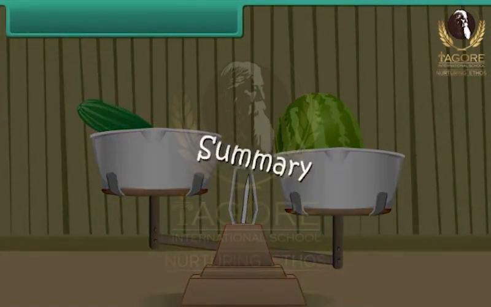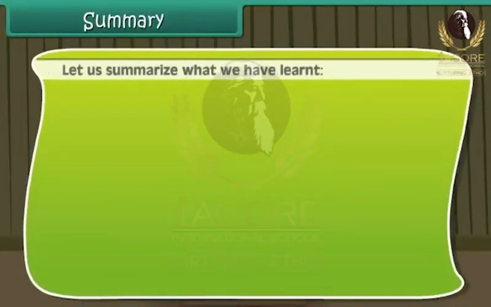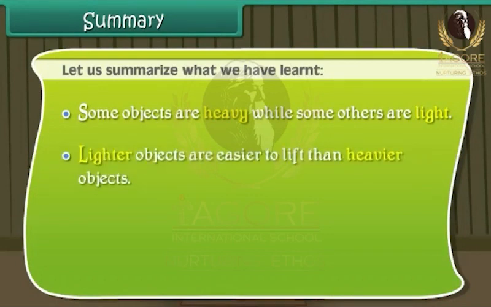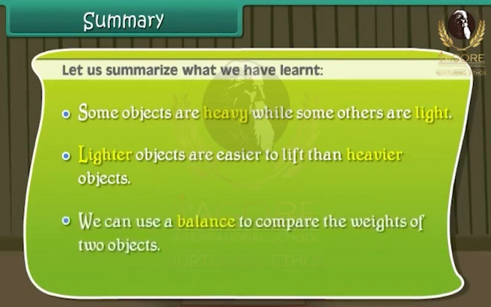Summary. Let us summarize what we have learnt. Some objects are heavy while some others are light. Lighter objects are easier to lift than heavier objects. We can use a balance to compare the weights of two objects.